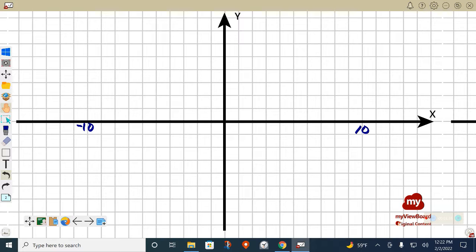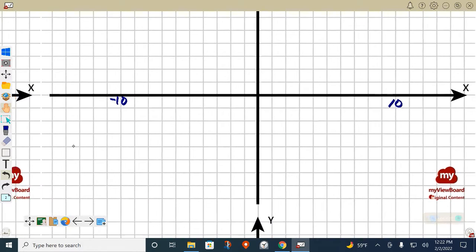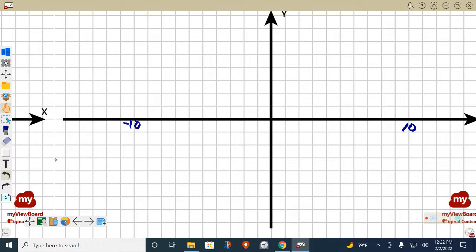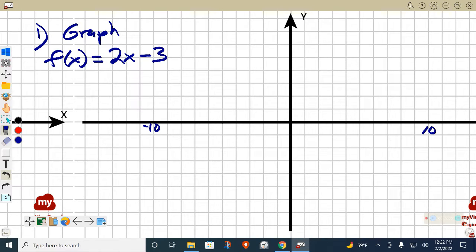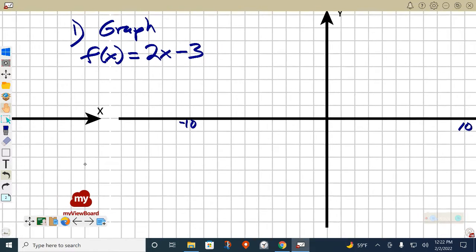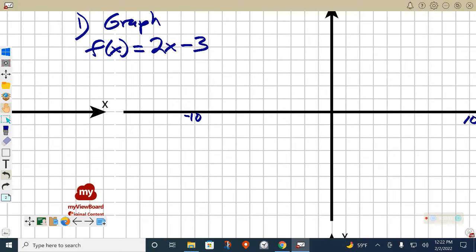So here's what we're going to do. Off to the side, away from the graph, let's put example 1. Let's go ahead and graph f of x equals 2x minus 3. Okay. F of x equals 2x minus 3.